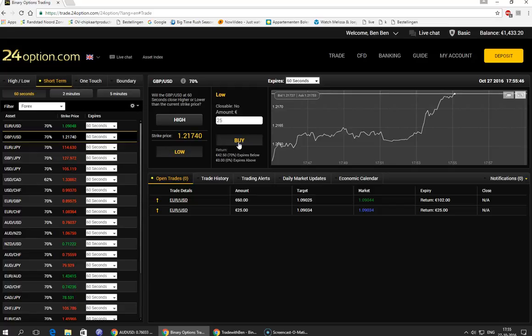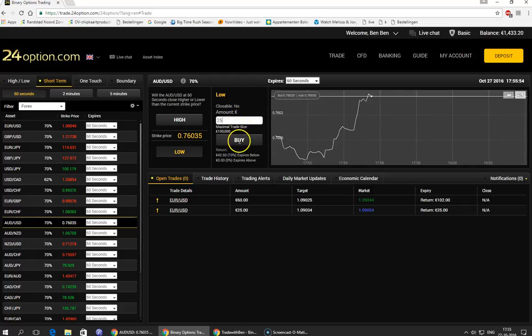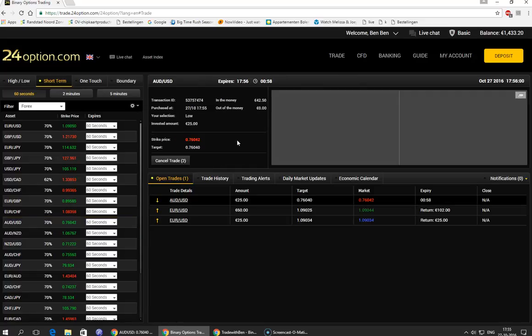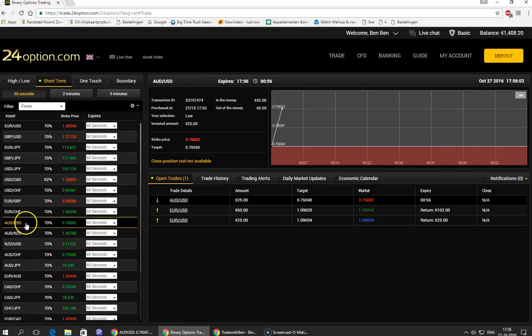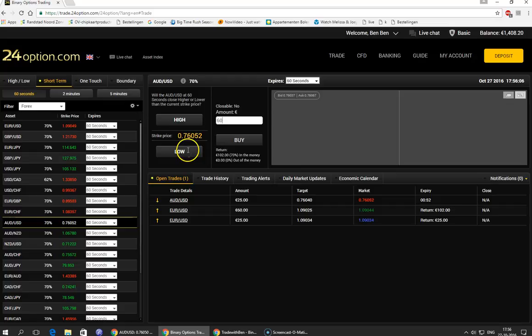So let's forget about this trade. Let's go to the Australian dollar, US dollar, because that one is breaking all levels. Prepare this trade, guys, and go. And let's see what happens. So we go back to that trade, Australian dollar, US dollar, and we prepare a double up trade. Low, because it went up very fast. So let's see what happens. It's going up very good, not for us. So let's see what we can do.